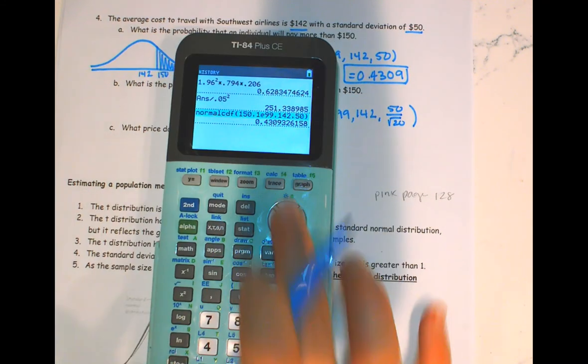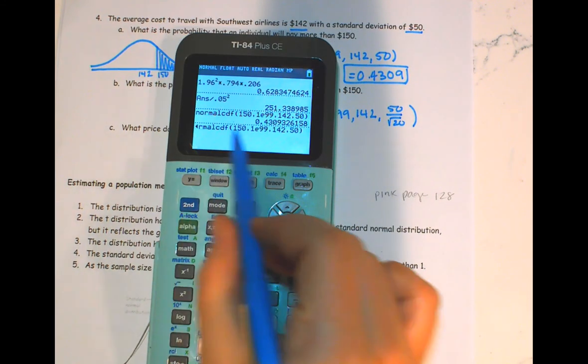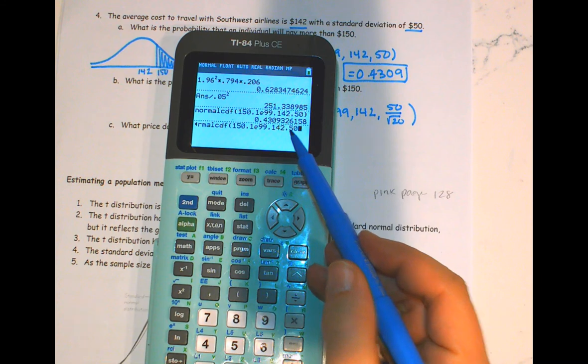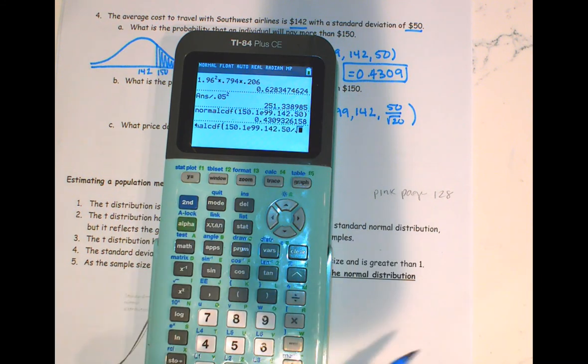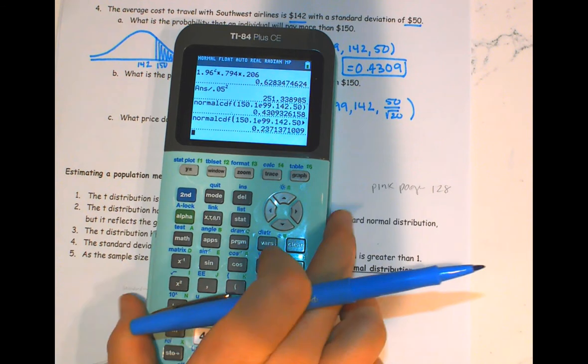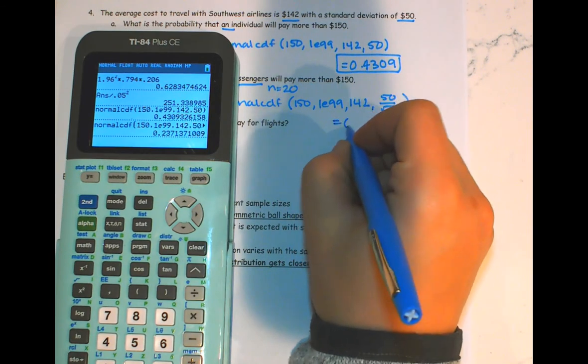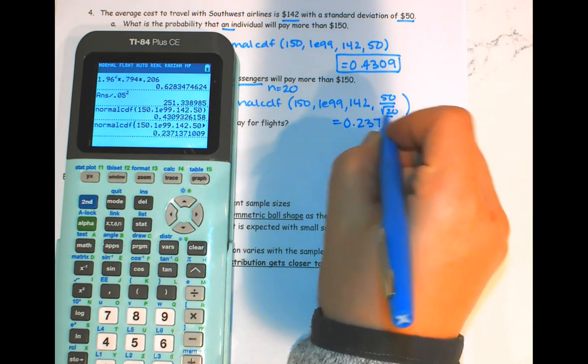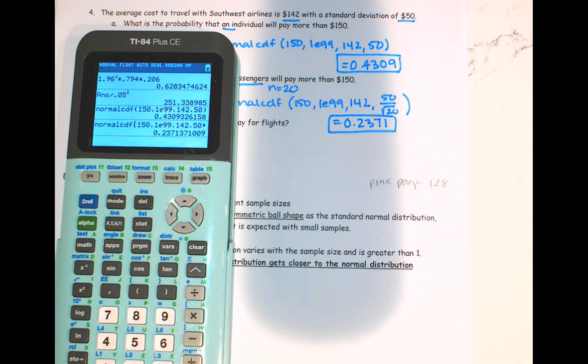So if I go up here, I'm using all the same information. I'm just changing that last number to be 50 divided by the square root of 20. And when I do that, I end up with 0.2371 as my percentage.